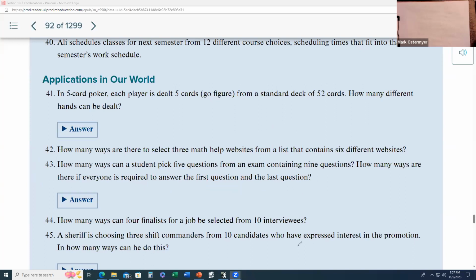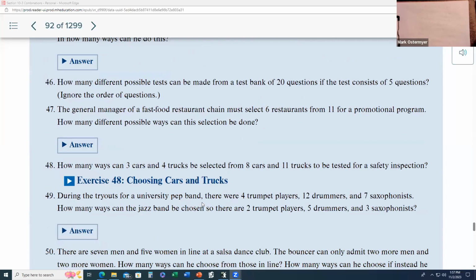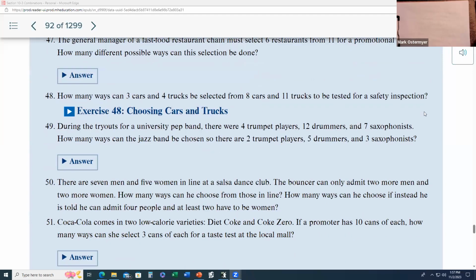Okay, now I would like to go down and do problem number 48. We'll call this classwork. Just send it in with all your other ones. Number 48. How many ways can 3 cars and 4 trucks be selected from 8 cars and 11 trucks to be tested for a safety inspection? Go ahead and try to figure that out, okay? Notice it doesn't allude to anything about order here. So I'm thinking combination all the way. Try number 48.